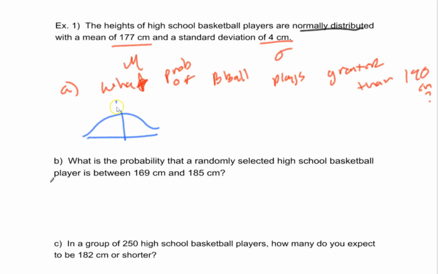Now I know my mean's 177. I don't worry about standard deviation. I want to go to 190. Well, 190 is on this side somewhere, and I want greater than, so I want this. Same idea as before. How am I going to do this? Well, lower bound is 190. Upper bound is over here, which is infinity, also known as E99.